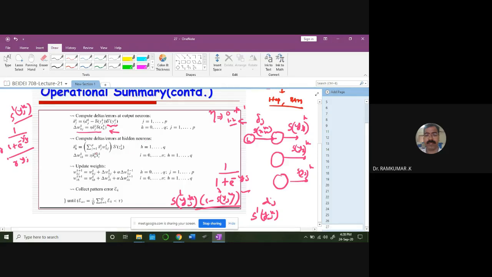But here we need to be careful. We need to do it for all the output neurons for each and every one of the hidden neurons. This is connected like this, like this. So for one neuron we are going to compute these deltas. This is delta 1, delta 2, delta 3. All these deltas will be distributed to this. That is why this summation will be done.